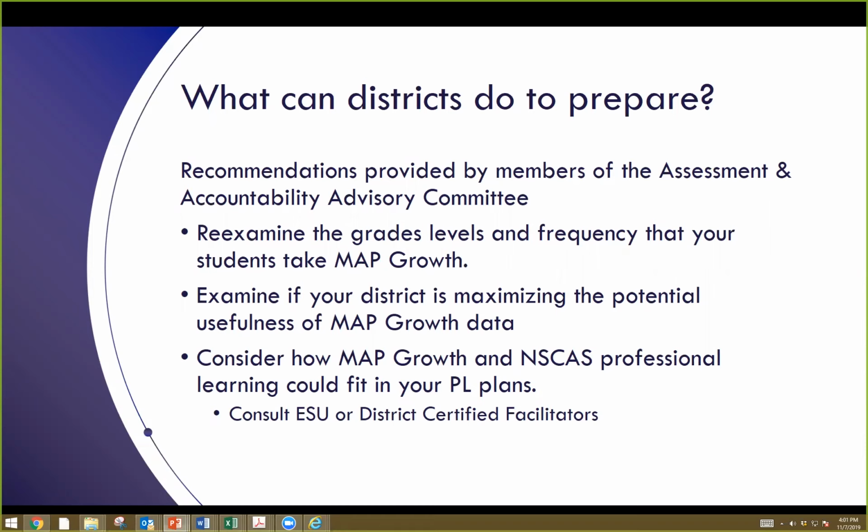You can examine whether your district is maximizing the potential usefulness of MAP Growth data. If you're maximizing that data now, you're likely to continue to maximize that adaptive through-year data when we make the transition in 21-22. Also consider how MAP Growth and NSCAS professional learning could fit into your PL plans. As you're thinking about your professional learning plans, you might want to consult with your ESU or your district certified facilitators. How can we continue to build capacity in our teachers to use the data that we currently get from MAP Growth and NSCAS, and then move into using that data with the adaptive through-year model?